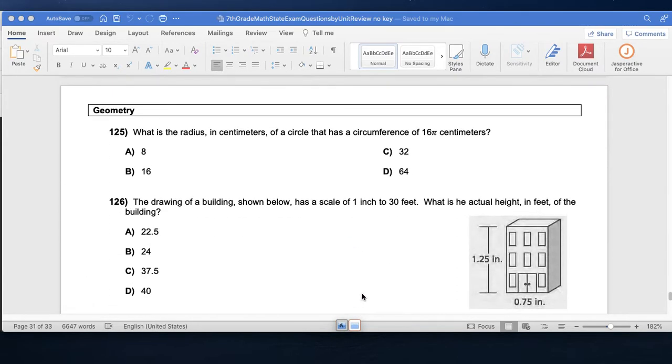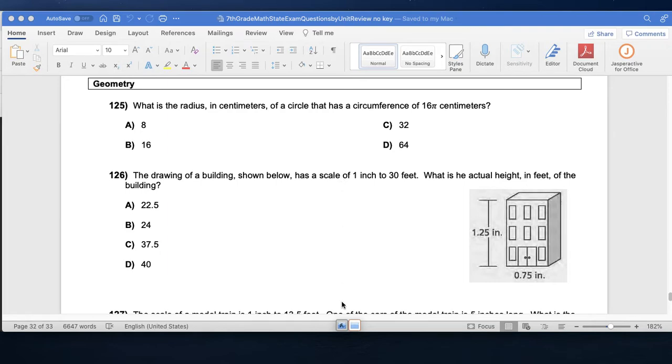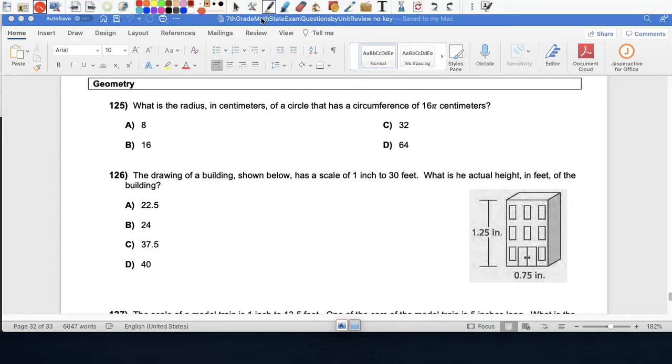125. Now geometry. What's the radius in centimeters of a circle? All right, so let me draw the circle, and we're looking for the radius. What do we know here? We know the circumference. Circumference is pi times d, and we're looking for the radius.